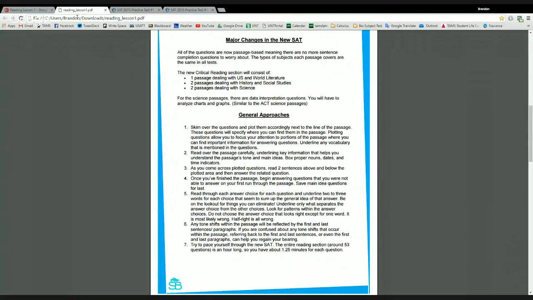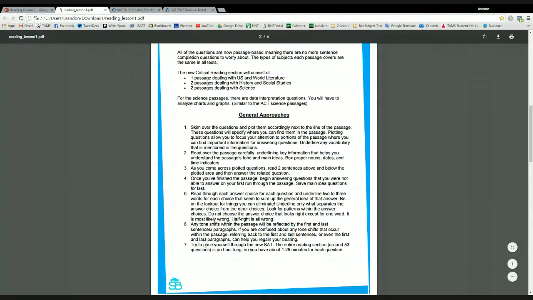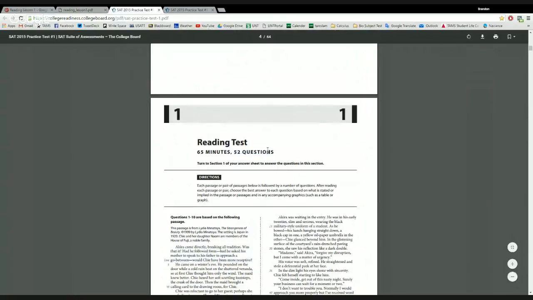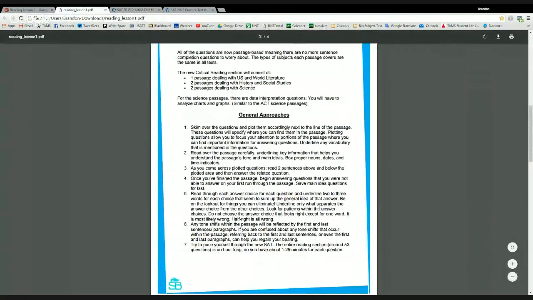Now, try to pace yourself through the SAT. The entire reading section is right here, 53 questions, but in this case, it's actually 52 questions, and it will take 65 minutes, which is approximately 1.25 minutes for each question.